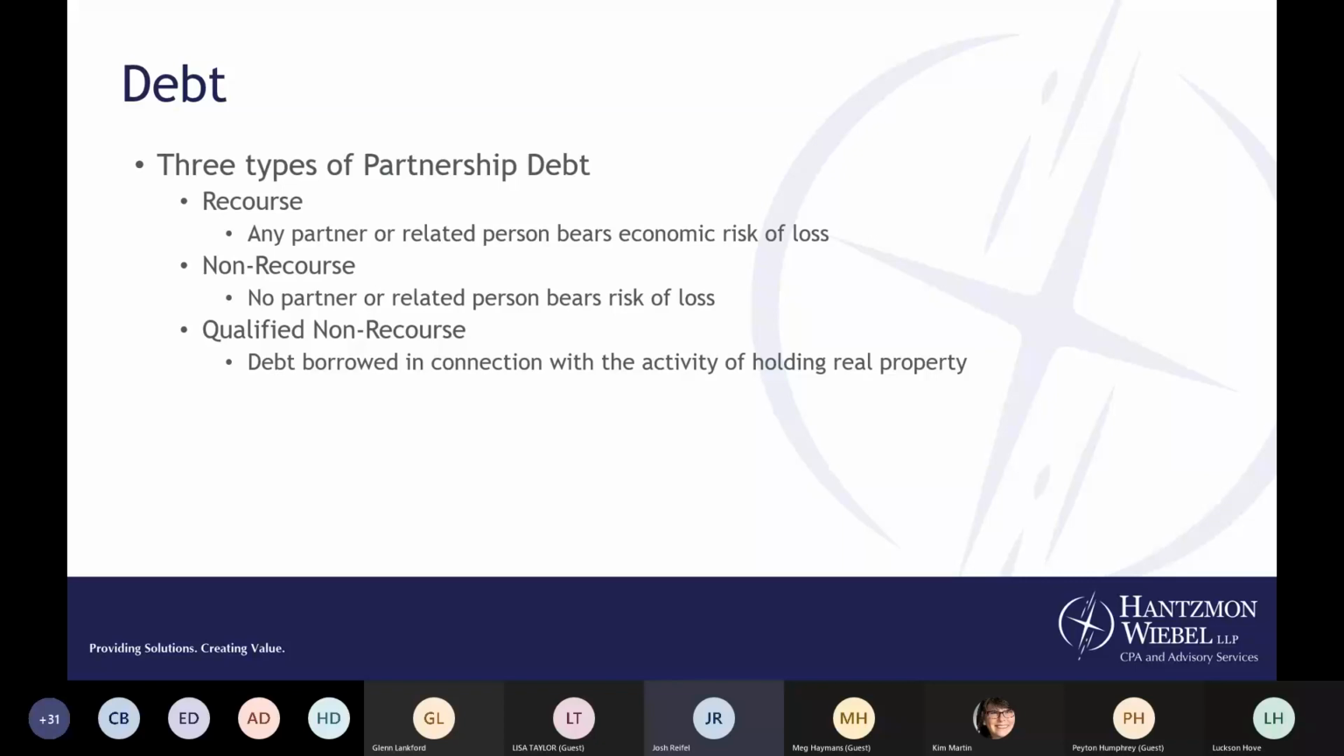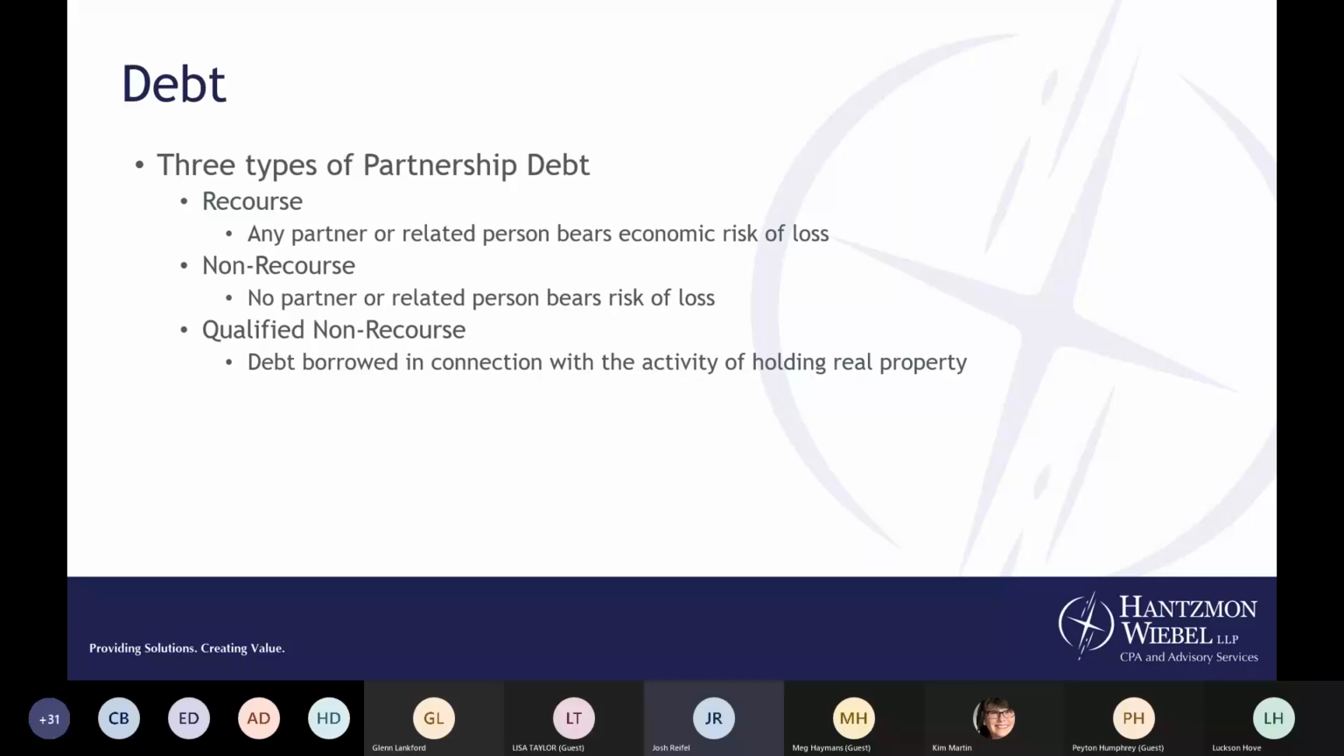economic risk of loss. So maybe it's that the partnership is brand new and they want to get a loan, but since it's a new business, the bank requires one of the members to sign as a guarantor on the loan. In that case, that person who signs, that would be recourse debt to them. And like Glenn alluded to, that would give them at risk, which is the second hurdle that he discussed.